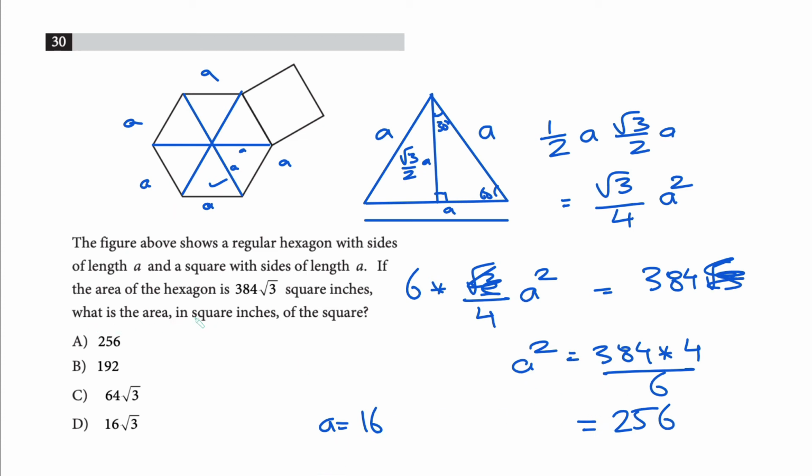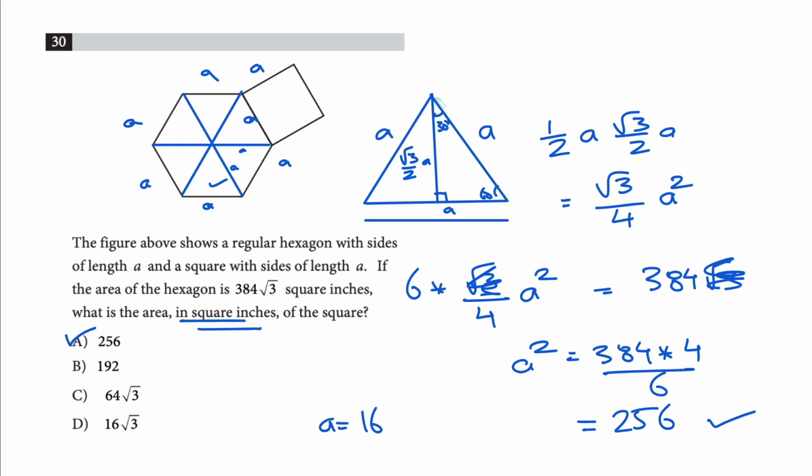And now they're asking you what is the area in square inches of the square over here. So this is of course A and this is A. So it's 16 times 16, or it's just A squared, and that's just 256. So that's the answer. The answer is 256 right over here.